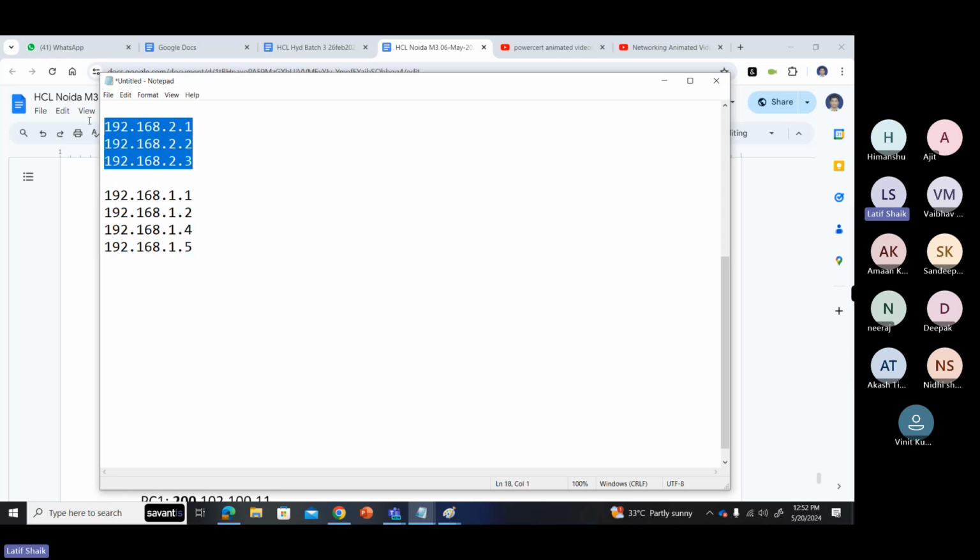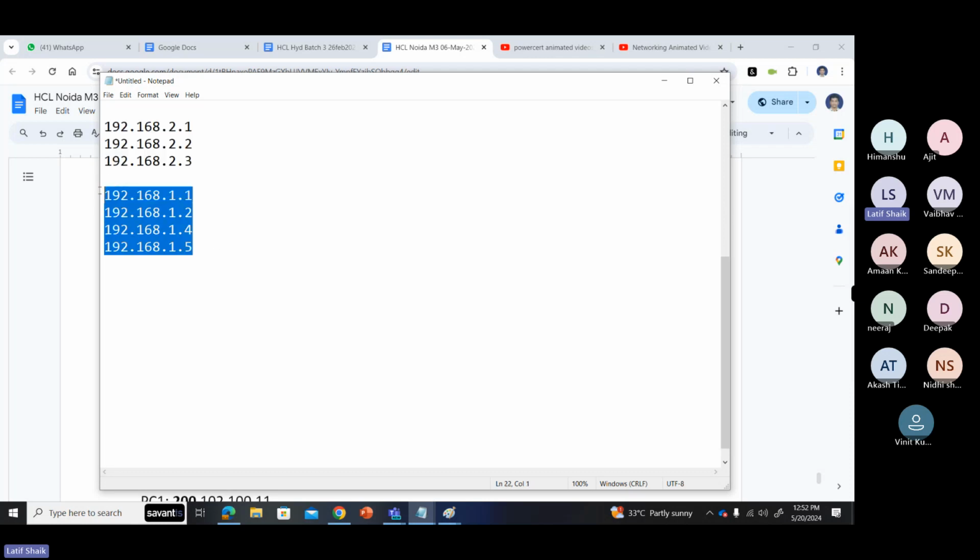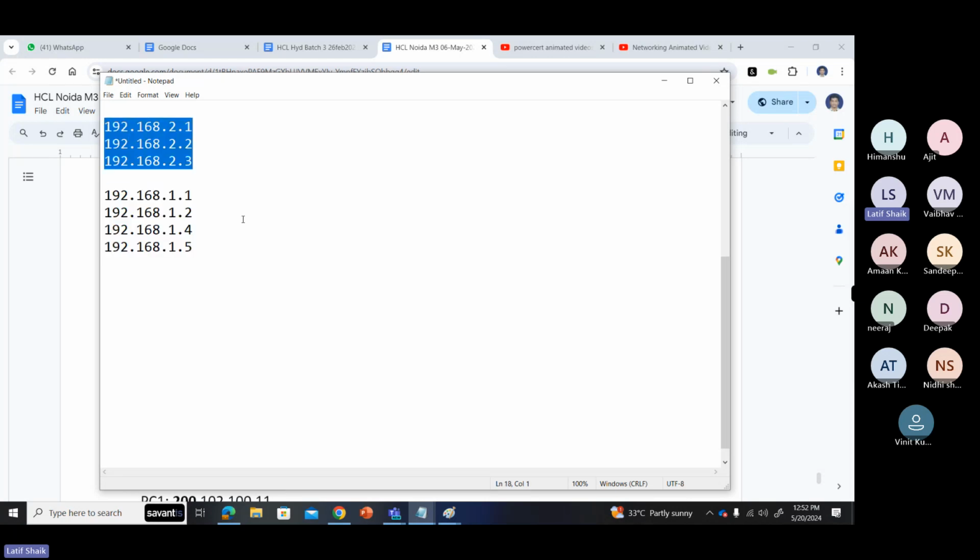So these three systems can communicate with each other. These four systems can communicate with each other. But these systems and this system cannot communicate with each other directly. If you want to make them communicate, we need a router. Normally, if you configured all these 3 plus 4, 7 systems in the same LAN, they cannot communicate with each other. So we divided them logically.